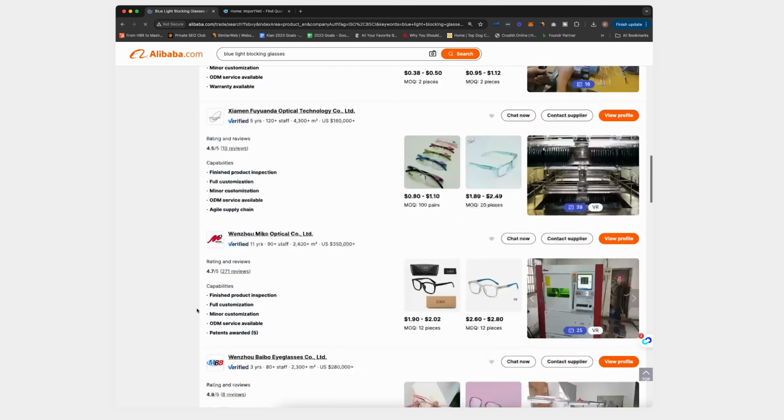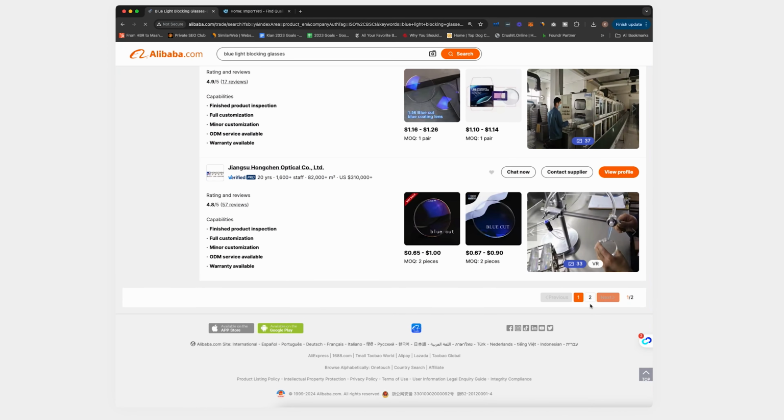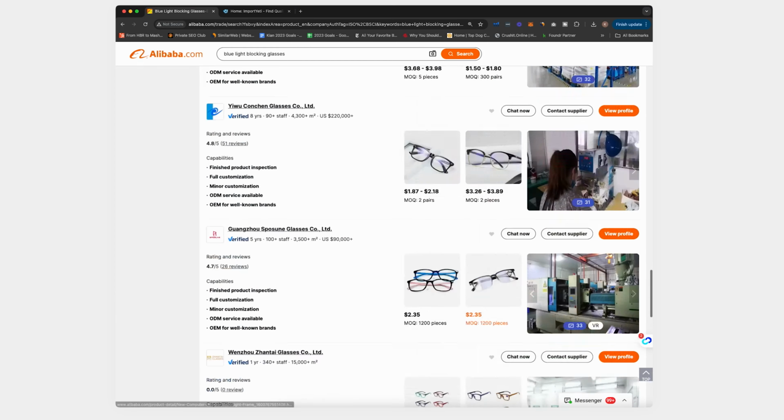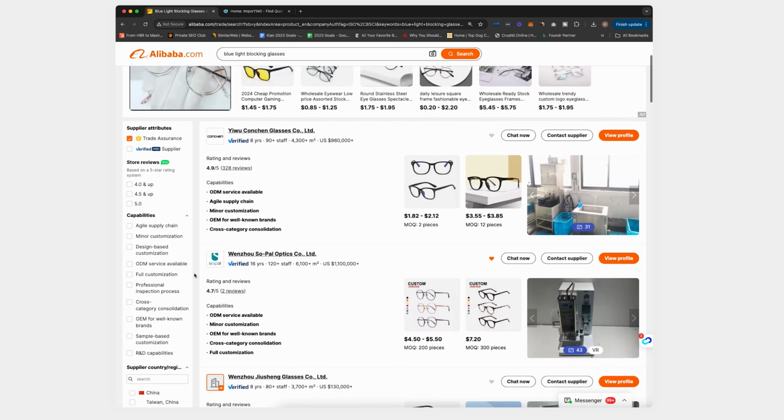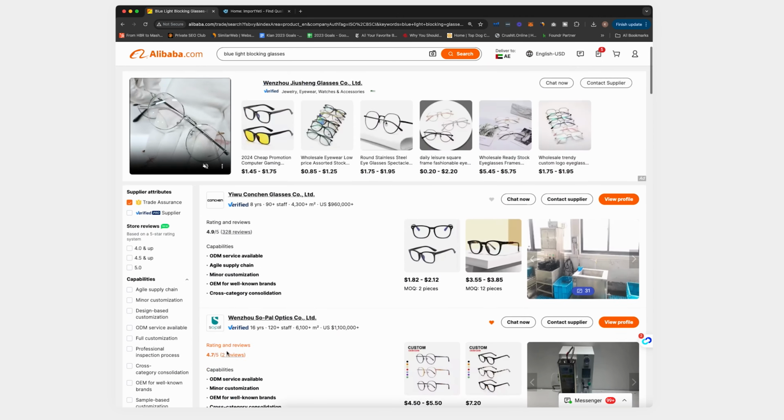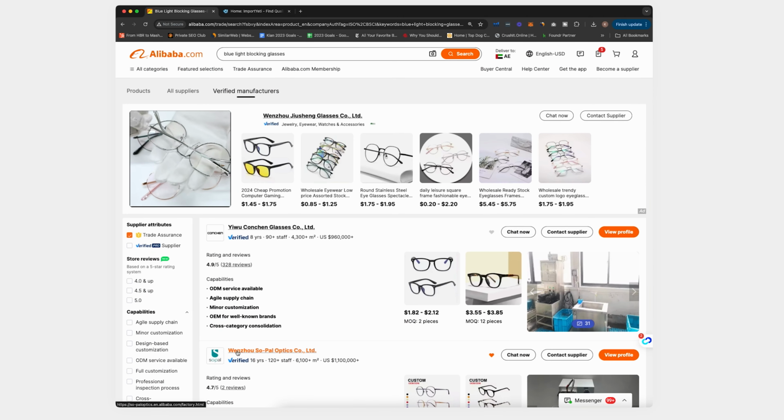Now, if we scroll down again, we're now down to 2 pages. So we've now got the factories which are verified, our payments are protected, and they have the top level certification on their factory. So we know we're in very good hands here, right?